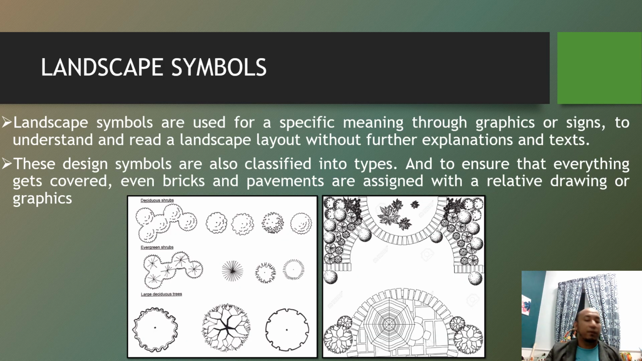Okay, so another part of that is the line symbol. Okay. Landscape symbol. Landscape symbols are used for a specific meaning through graphics or signs to understand the landscape layout without further explanation and text. These design symbols are also classified into types and ensure that everything gets covered, even brick and pavement are assigned a relative drawing or graphic. For example, deciduous shrub, this is its shape. Evergreen shrub, how it looks, large deciduous trees such as durian trees, rambutan trees, can use this method. Here we can see deciduous shrubs are probably the small bushes, evergreen shrubs are the medium ones, and large deciduous are the big trees.